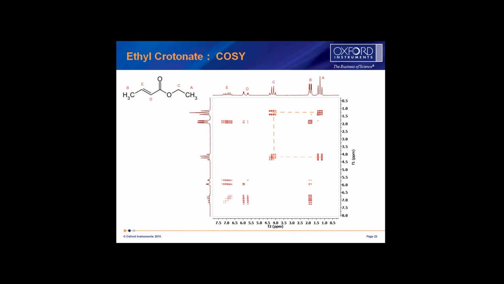We can see the symmetry of the spectrum is such that each of these pairs of coupled spins forms a little square. Here we have spin A and spin C that are coupled together, the ethyl group in ethyl crotonate. And here we have spin B and spin D, spin D and spin E, and we can also see, because of the double bond, that spin B would also be coupled to spin E. But ethyl crotonate is a very well-behaved sample, very useful for showing these kinds of experiments, but we want something a little more challenging.